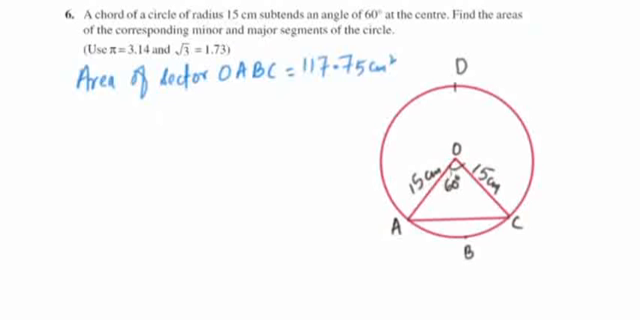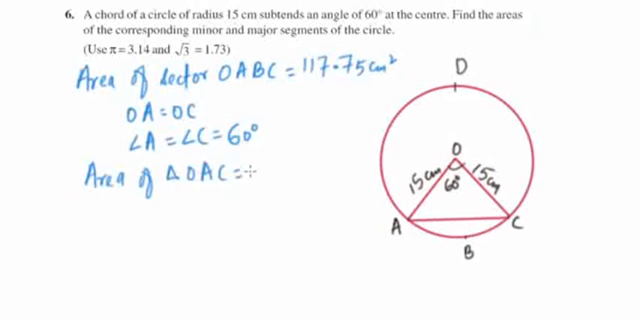Now let's find the area of triangle OAC. To find it, what can we do? As it is given in the question, OA is the radius and OC is also the radius. If both the sides are equal, then angle A equals angle C, and the sum of these two angles is 120 degrees because the angle at O is 60 degree. As they both are equal, angle A and angle C are 60 degree, which means this is an equilateral triangle.